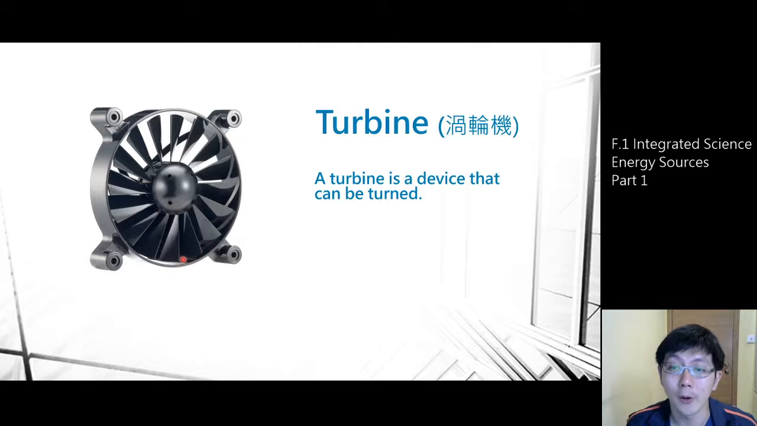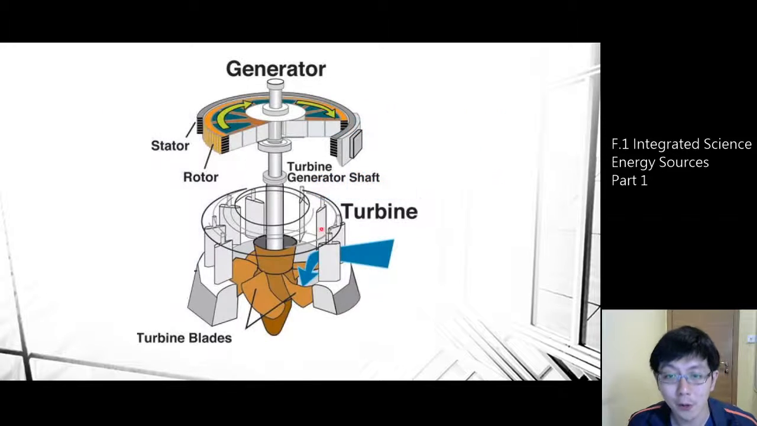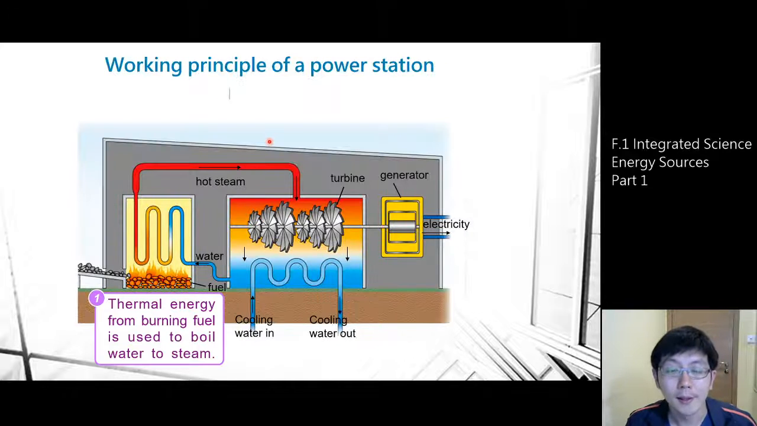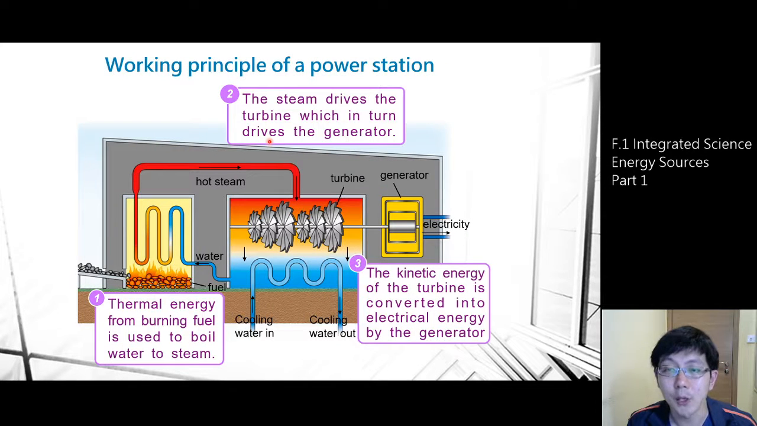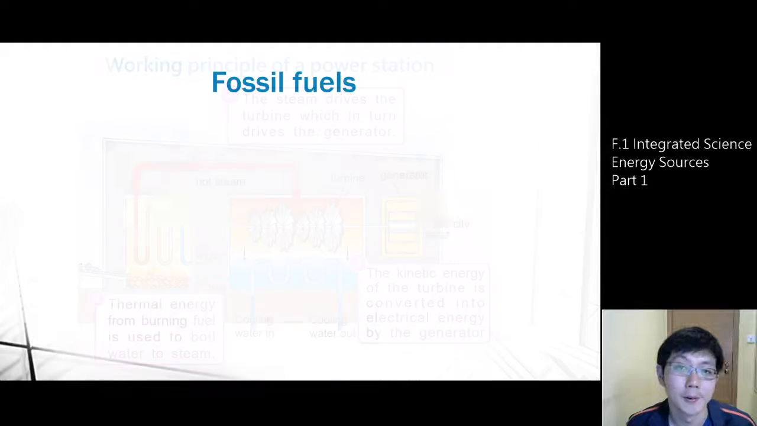This is called a turbine. It's a device that can be turned and rotate. If this turbine is connected to a generator, it can be used to generate electricity and we can get electrical energy. And from the last video, I briefly showed you the working principle of a power station. We need a fuel to heat up the water to get moving steam to turn the turbine in order to get electricity from the generator.